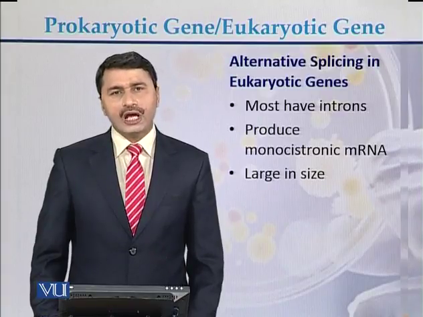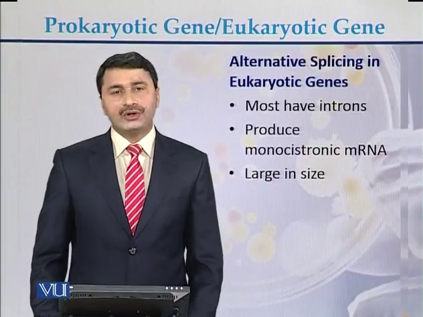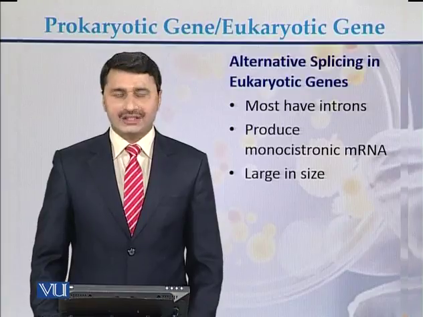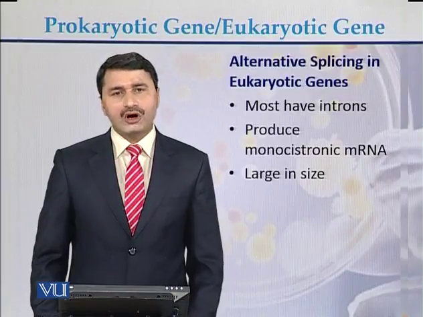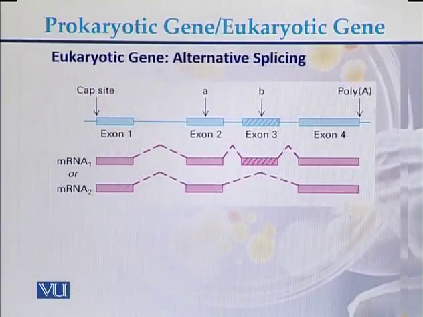Most of the eukaryotic genes have alternative splicing. Most have introns and they produce monocistronic messenger RNA. Most of the eukaryotic genes are large in size. This is the phenomenon of alternative splicing. Alternative splicing is another phenomenon which has been seen in eukaryotic genes.